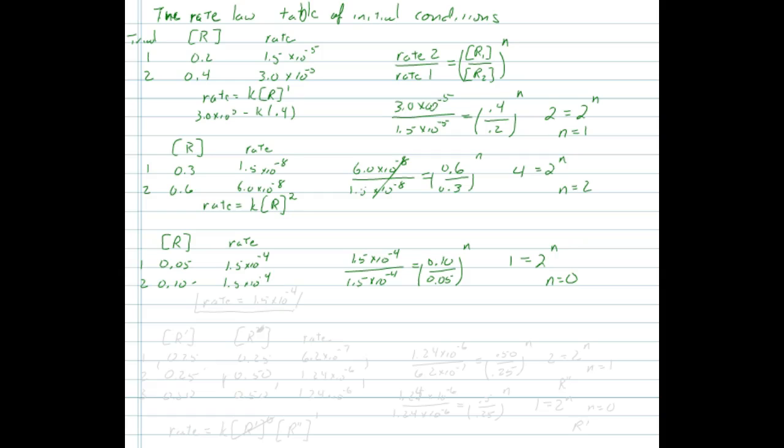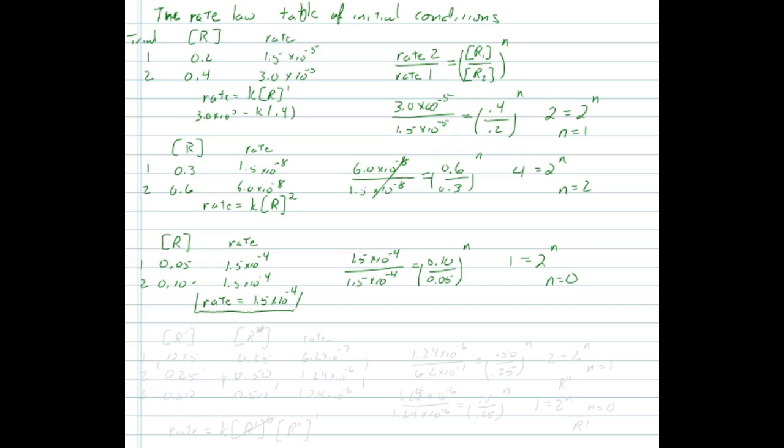And in this case, it's really easy to write it because it's zero order. The rate is equal to 1.5 times 10 to the negative 4th. If the rate stays the same while you're changing the concentration, it's going to be the same thing.